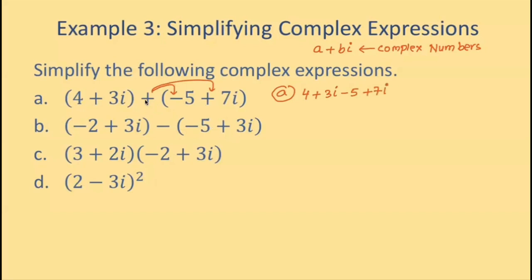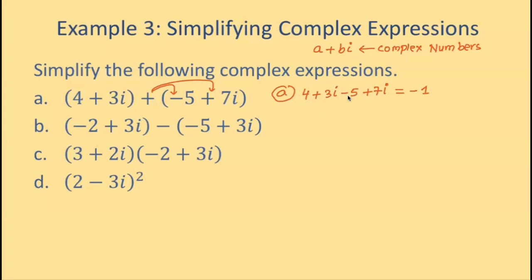Right? Basically, I distribute that sign inside. Positive times negative is negative. Positive times positive is positive. Now combine the like terms. So what I mean by that: combining like terms means, see, here is a number without i, here is a number without i. We need to combine those two. So that is 4 minus 5. 4 minus 5 is negative 1.